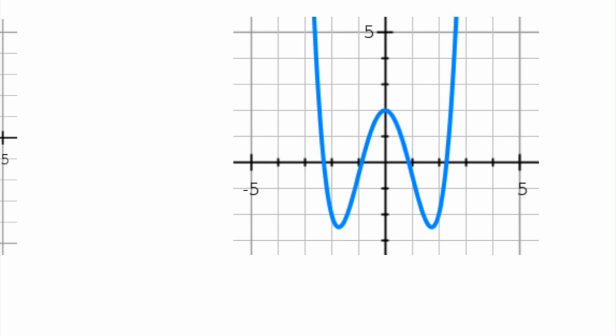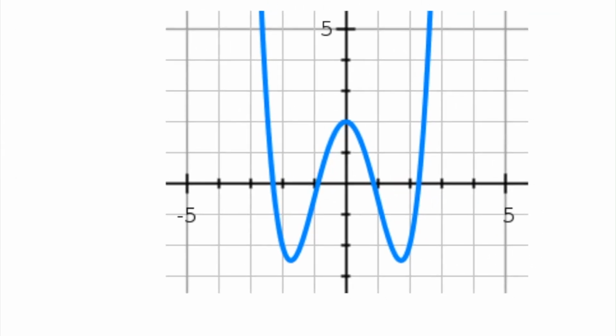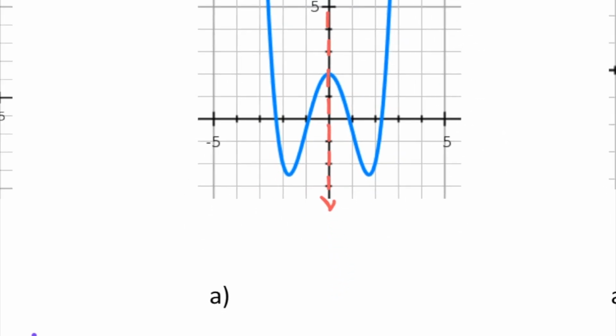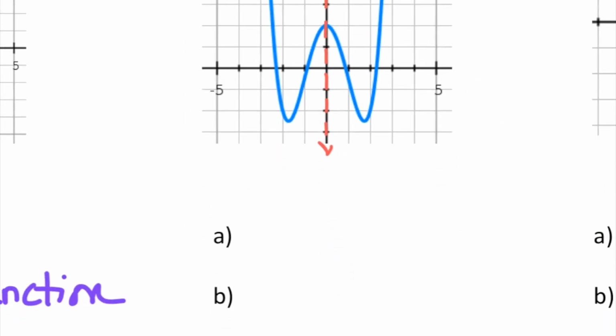And then for this one, this graph has line symmetry, or you can think of it as reflection symmetry. If you reflect the graph across the y-axis, it will appear unchanged, and therefore this has line symmetry over the y-axis, and therefore it's an even function.